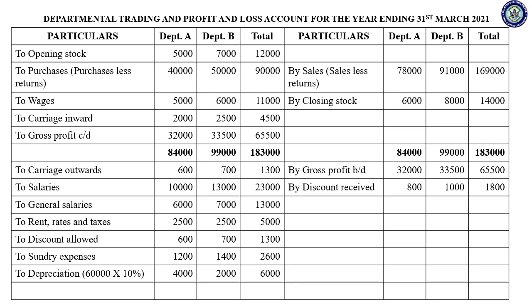So what is the ratio? See adjustment number 2. It should be apportioned on the basis of 2 is to 1. So they have given the ratio. So you just apportion 6,000 in 2 is to 1 ratio. So 6,000 into 2 by 3, that is for department A. Next 6,000 into 1 by 3, that is for department B. It comes to 4,000, 2,000, total 6,000. Okay, so we are done with the transactions.